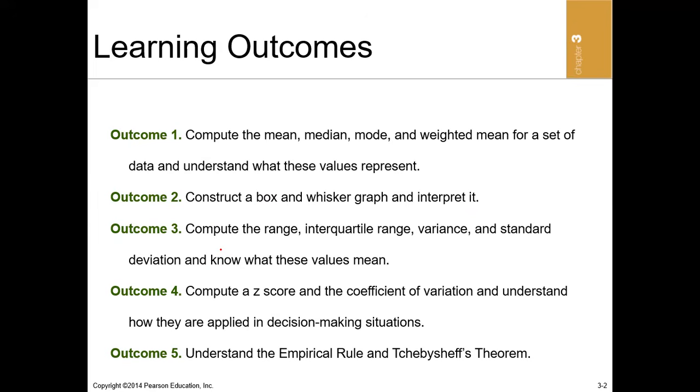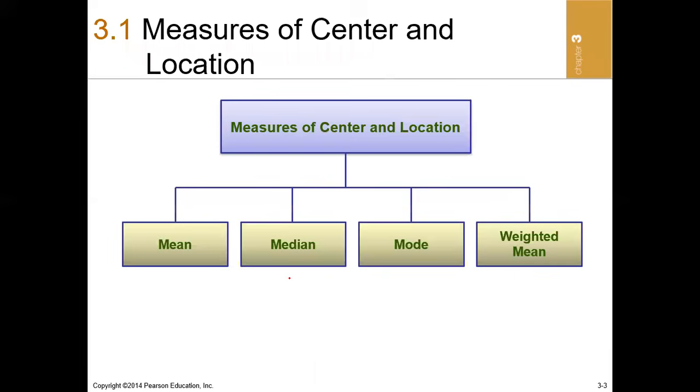We will also look at computing measures of dispersion like the range, the interquartile range, the variance, the standard deviation, etc. Then afterwards, we are going to learn how to standardize values. And then finally, we are going to learn how to compute the z-score, the coefficient of variation, understand how they are applied. Then to cap it all, we are going to understand the empirical rule and then the Chebyshev's theorem.